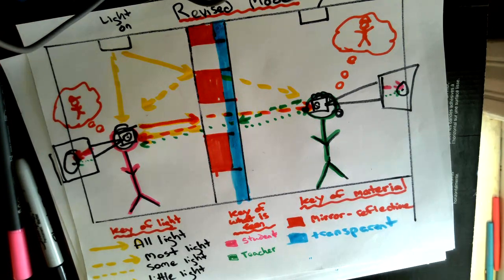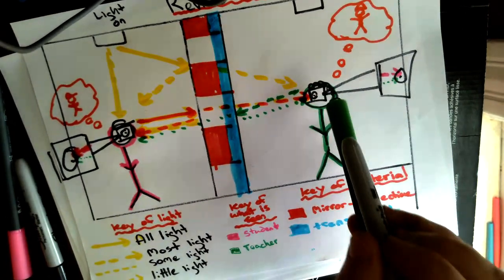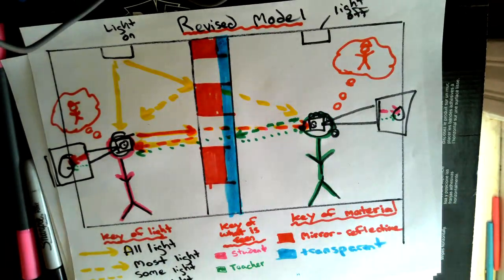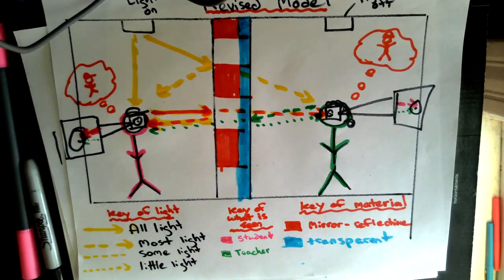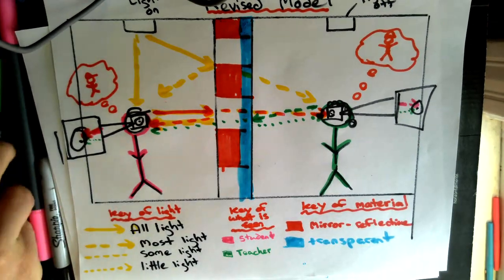So this leads us to the question: why don't their brains see the image of the teacher and themselves? What's going on with that? That's what we're going to explore a little bit today.